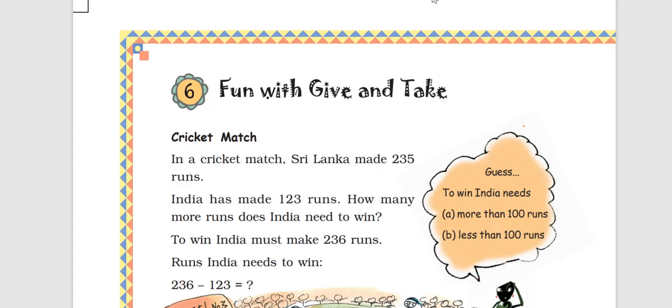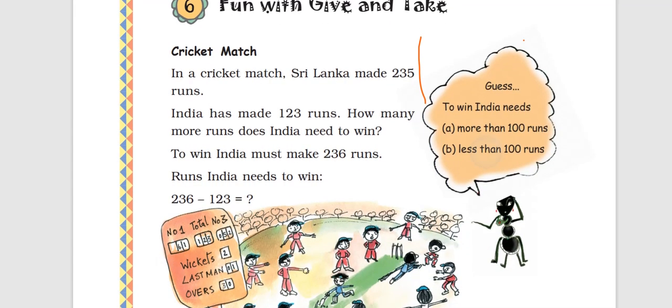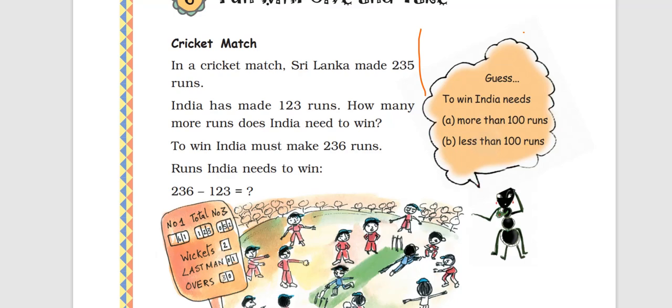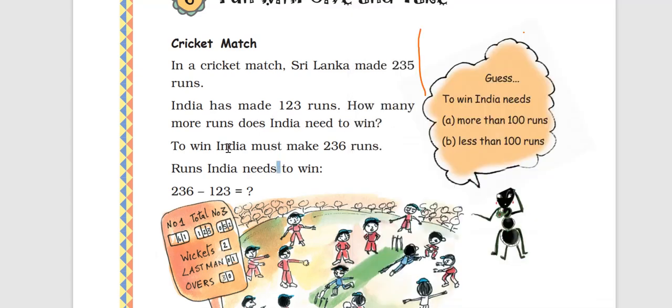Cricket match. Now we all like cricket. Let's see what's happening over here. In a cricket match, Sri Lanka made 235 runs. And India has made 123 runs so far. How many more runs does India need to win? I think we found one of our keywords: how many more? How many more runs does India need to win?